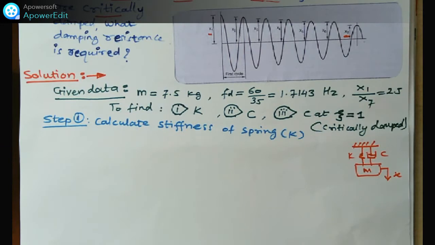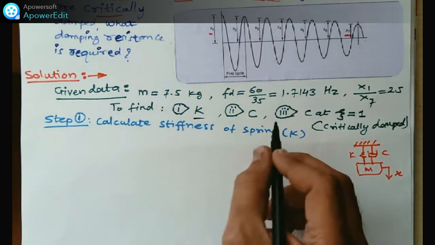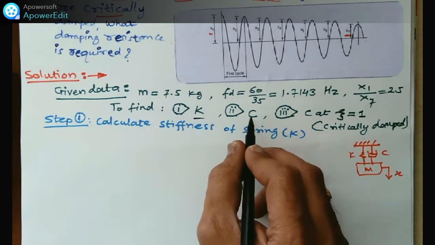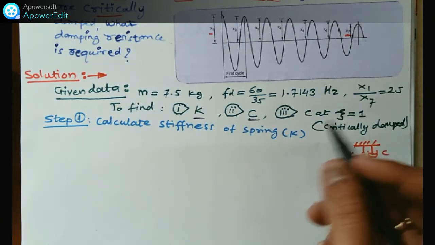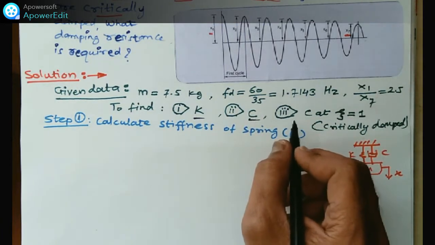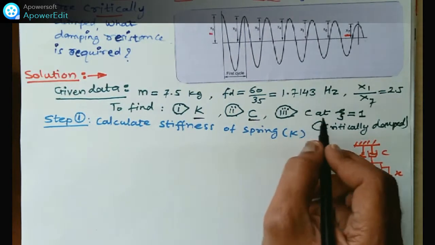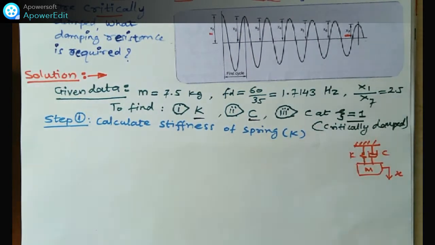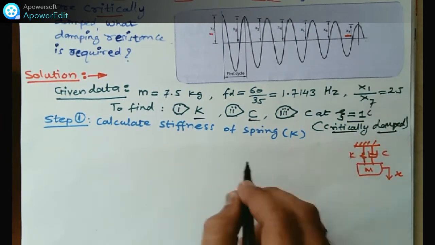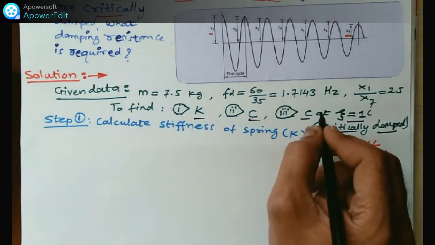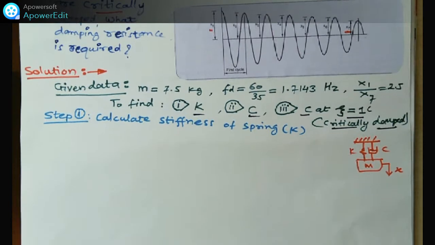Here we have to find out the stiffness K. Then C, the damping resistance or damping coefficient. And similarly, the third case: at zeta equal to 1, the critically damped condition, we have to find the value of C. So three terms we have to find out.